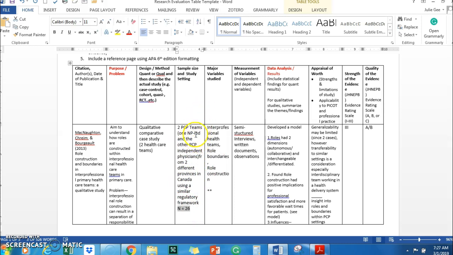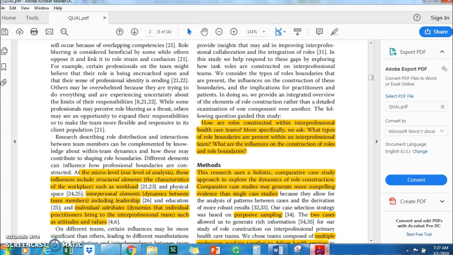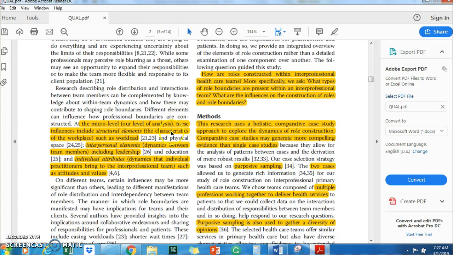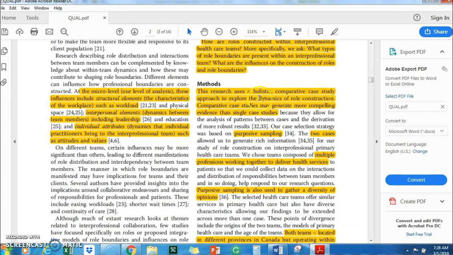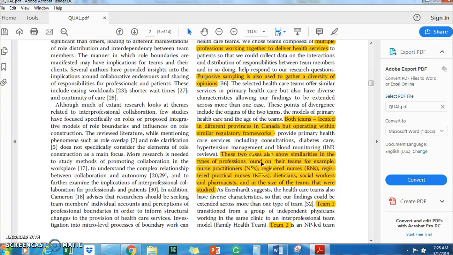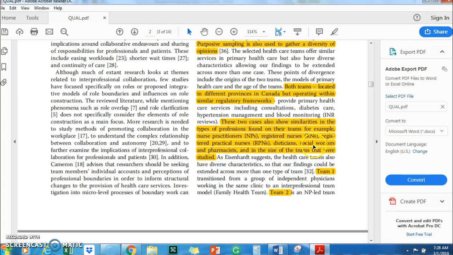We'll go back to the article here in a second. The major variables of the study, as you read through, you'll see that they were talking about the teams themselves, the interprofessional healthcare teams, the role boundaries, and role construction. Okay, so let's go here. If I want to know more, you go into your methods and you can look at a little bit more. These were the 2 cases. It talked about similarities, which is very important, NPs, registered nurses, all that who is on the team, because we want the similarities there to be able to compare.